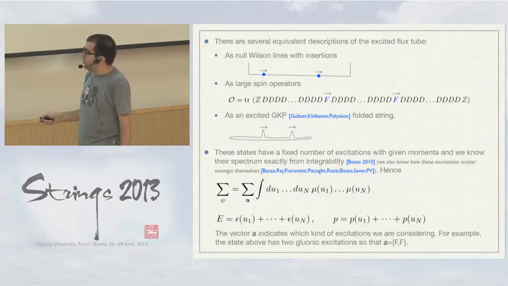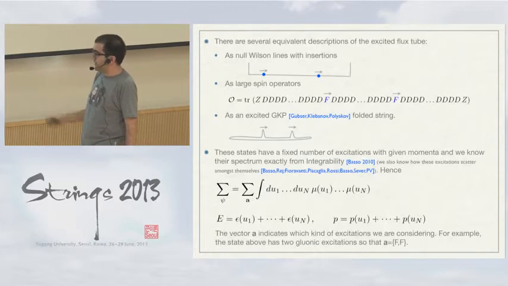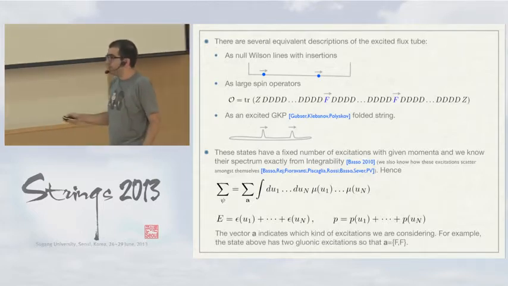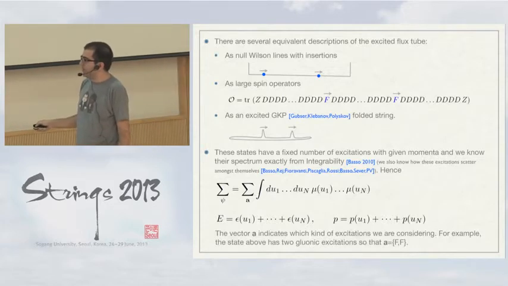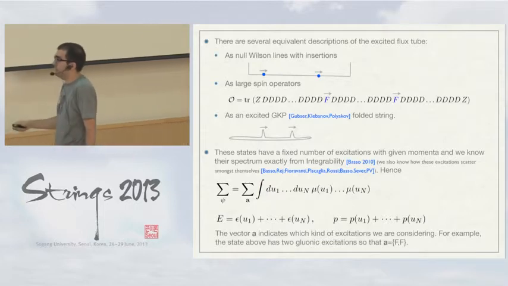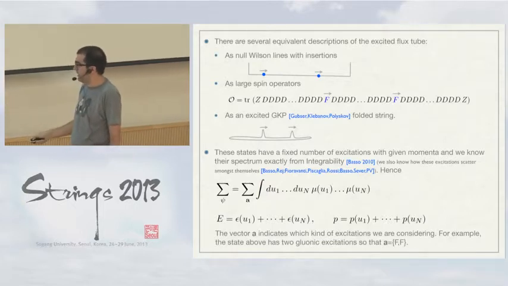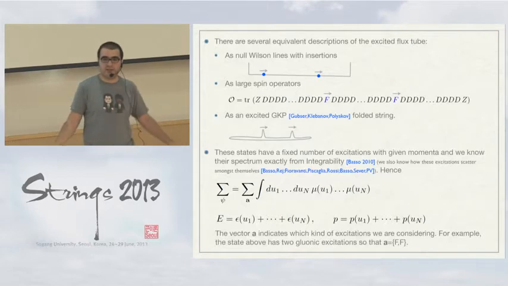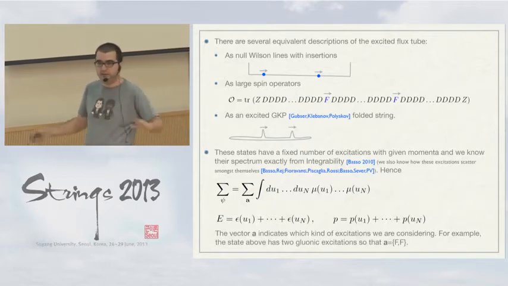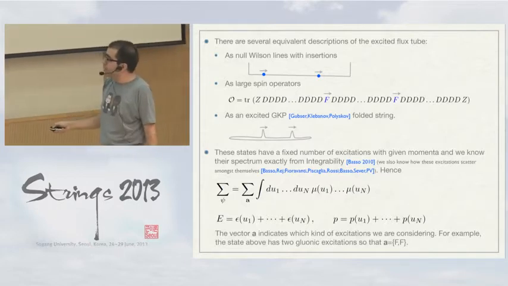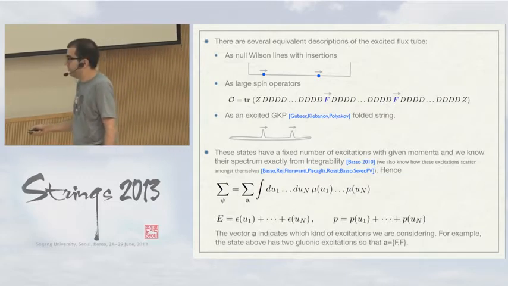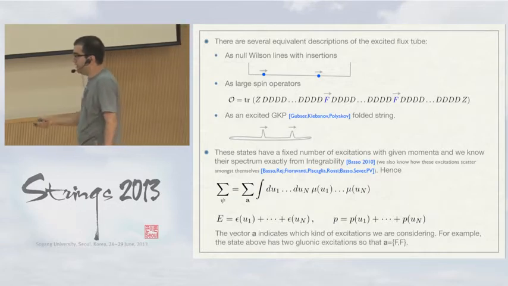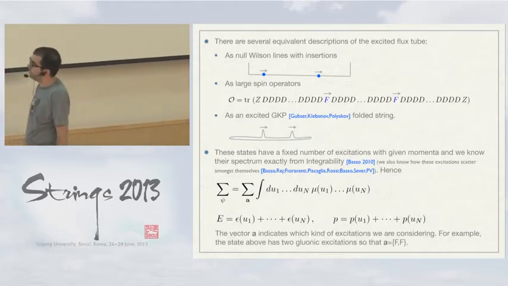Means you consider a state with a given number of excitations, because it turns out that's a quantum number of the system. And you have to sum over a vector A and integrate over du1 up to dun. This A just indicates what kind of particles we consider. For example, here we have two F fields, so this A is FF. Okay, this just indicates what kind of particle we sum: fermions, scalars, gauge fields, and so on. And then we integrate over the momenta of the particles, du1 up to dun, or dp1 up to dpn. It's just a useful parameterization.